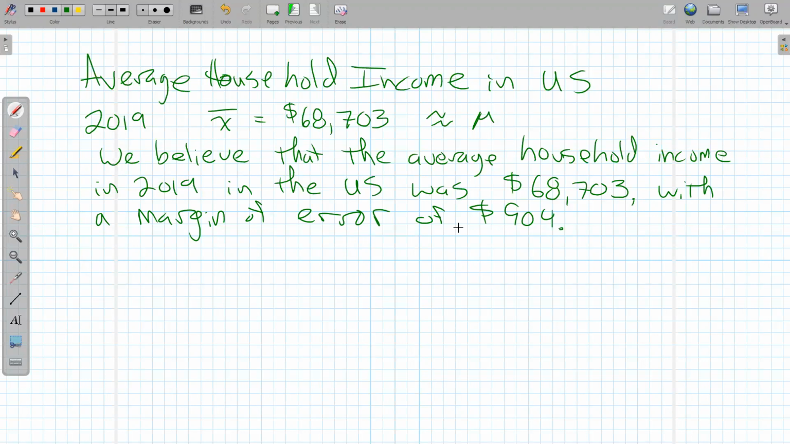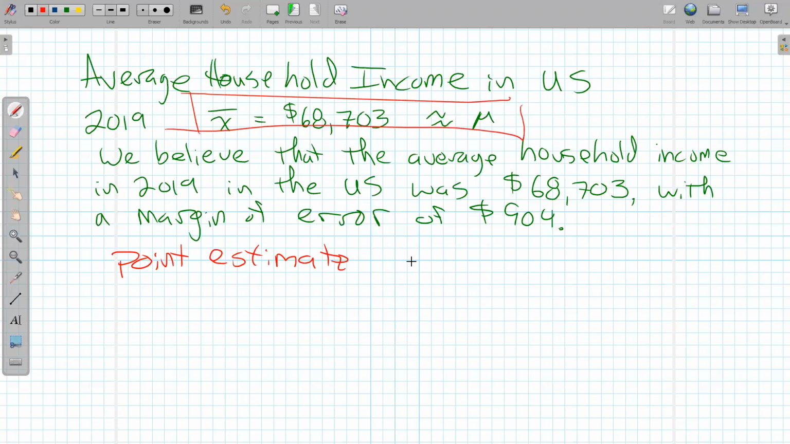Sometimes when we're working with these things, we have two different kinds of estimates. We have a point estimate, and that's what I have up here. This is my point estimate, that it is say, hey, I think the average mu is about $68,703 based on my sample data. But then we have interval estimates, which take into account that we're probably wrong. There's a chance we're wrong. That's not the actual one. I might be close. So then I have this idea of an interval estimate, which is what a margin of error gets at.